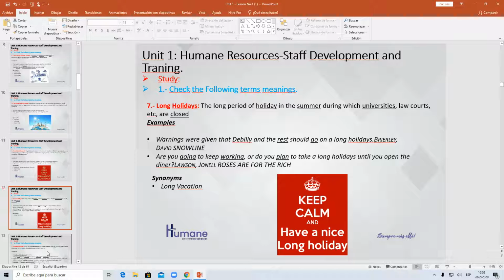And are you going to keep working or do you plan to take a long holidays until you open the dinner? Lost on Joel Rose are for the rich, another expression from the book. Long holidays is the period of time you have these kind of vacations after you have done a specific time working in the company. Synonyms for this could be long vacations, similar to long holidays.